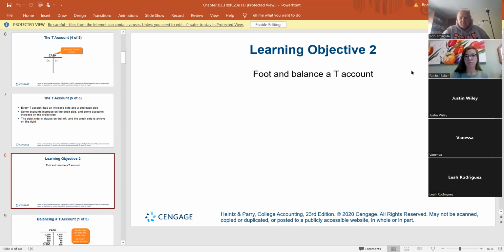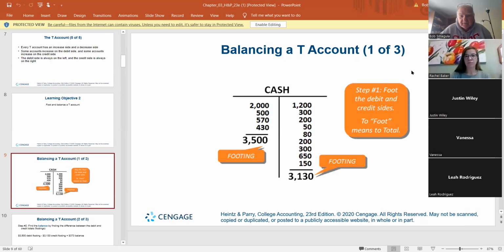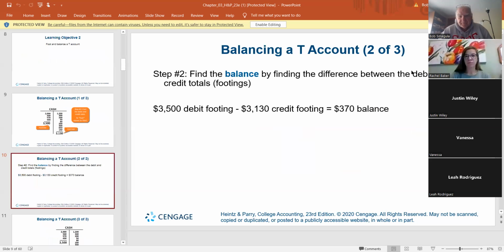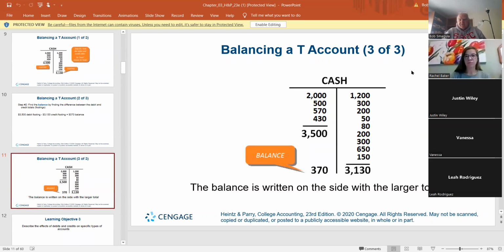So let's see what happens with a T account. Look at that, cash. You see debits on the left total $3,500. Credits on the right total $3,130. That means the debits are higher than the credits. So the balance in this account is going to be 3,500 minus the 3,130, so your balance is going to be $370.